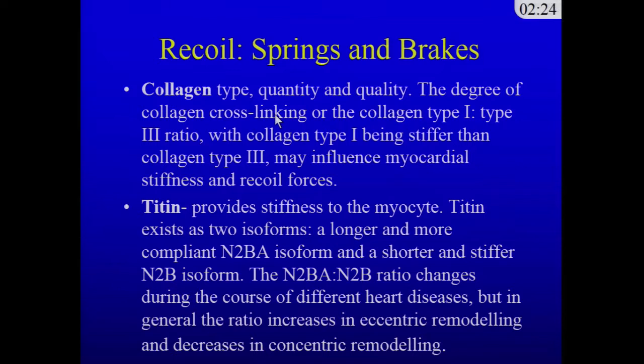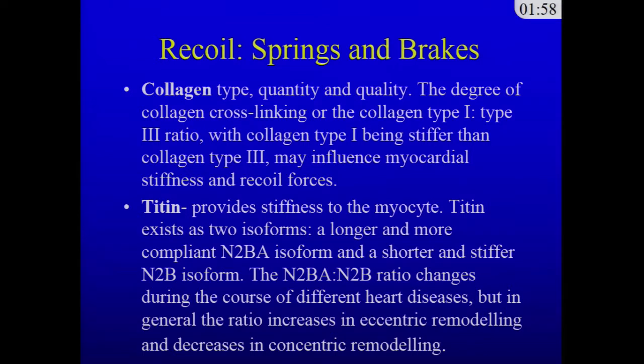So recoil of the heart is very important, and there are a number of things that affect it. One is the collagen, the extracellular matrix around the heart. And we know the collagen is of different types, type 1 and type 3. And it changes. Type 1 is more common in heart failure. The heart is stiffer.